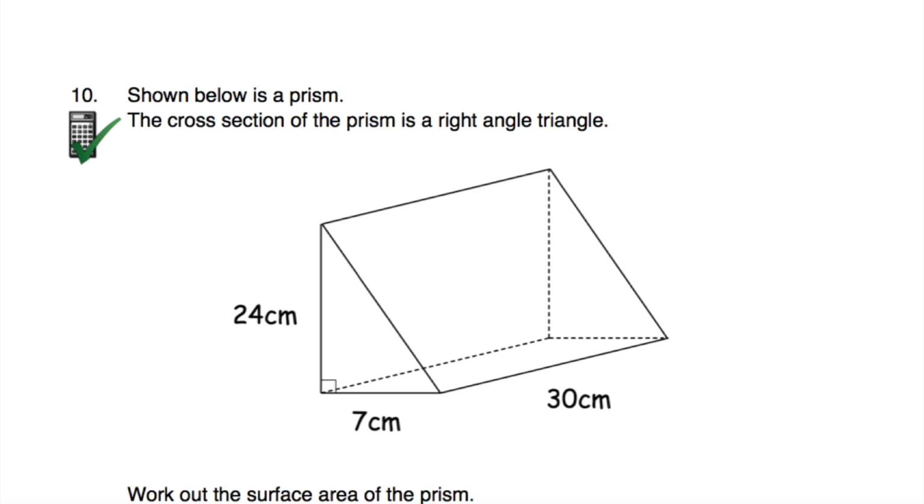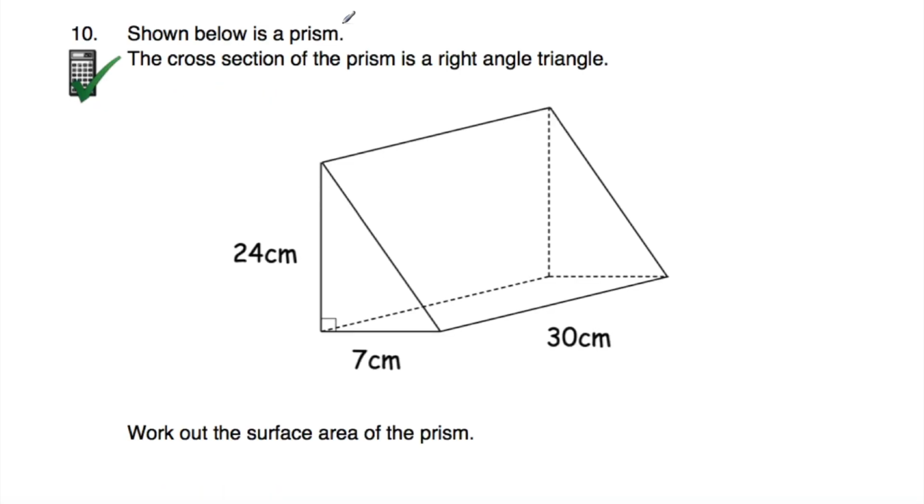Okay, let's have a look at our last question, question number 10. Question number 10 says, shown below is a prism. So we've got this prism, it's a triangular prism, and we're told the cross section of the prism is a right angle triangle. And as you can see, it is a right angle triangle. And we've been asked to work out the total surface area of this prism.